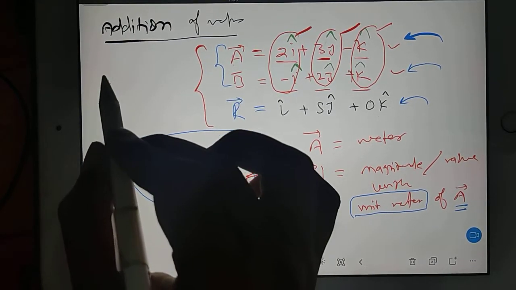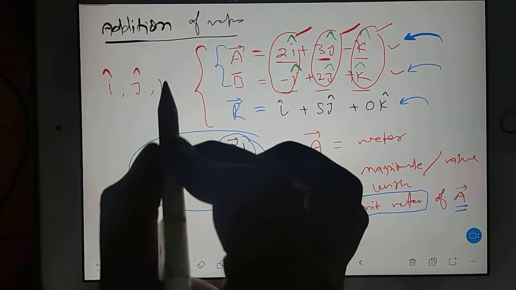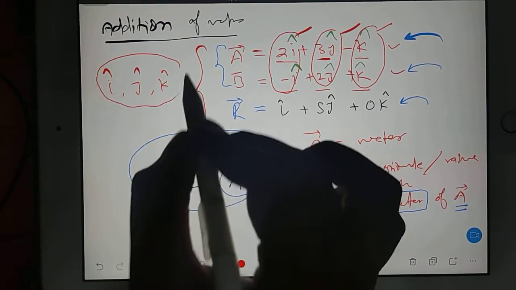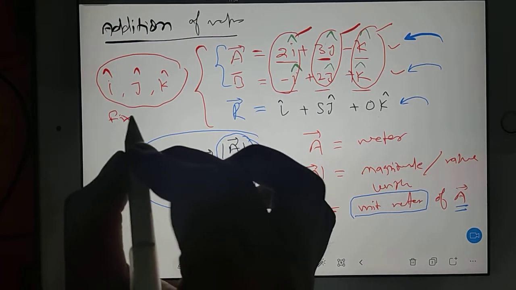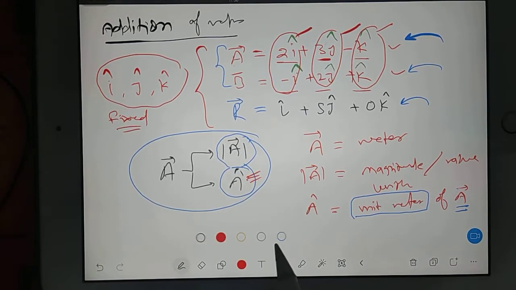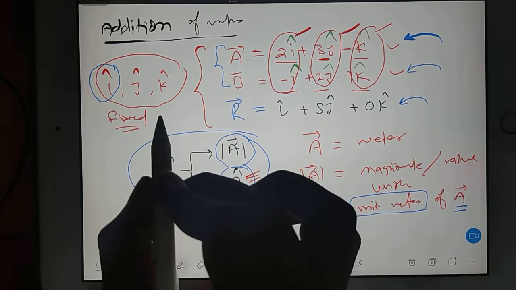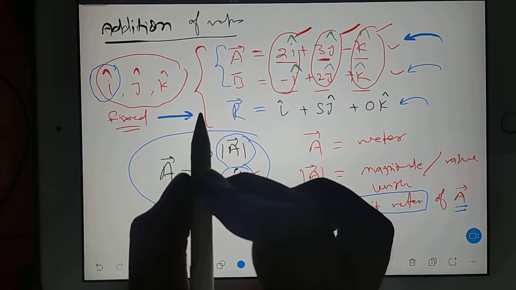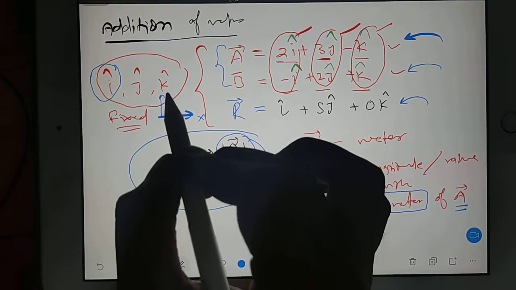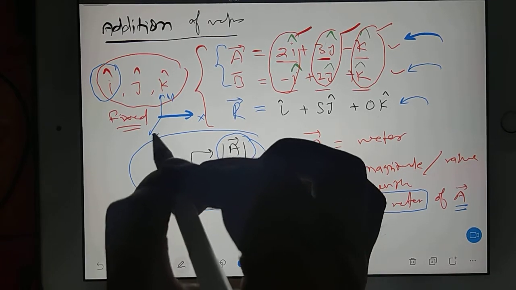Actually, i cap, j cap, k cap are also unit vectors, but they are fixed unit vectors. Fixed means whenever i cap comes in mathematics, it will always show the x direction. Whenever j comes, it will show the y direction. Whenever k comes, it will show the z direction.